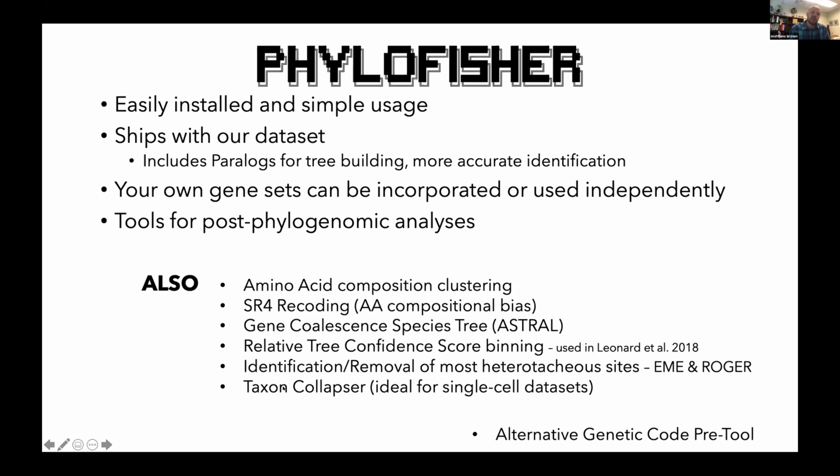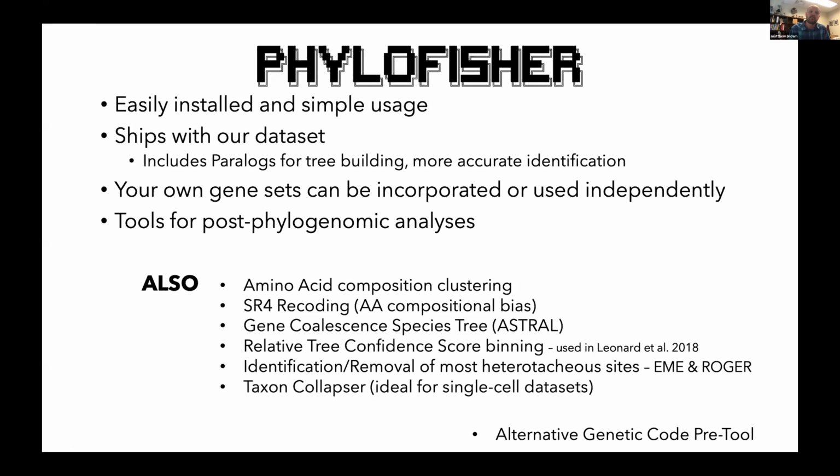And then we also have a taxon collapser, which is ideal for single cell data sets. So if you were to go and sequence 9 different single cells of one organism that you think is one, and then you've gone and done single gene trees and you realize, or even a phylogenomic tree, you realize they're very closely related, you can actually collapse those into one single taxon. Also a tool for alternative genetic code prediction, and this is a pre-tool that you would use before you predict your proteomes.